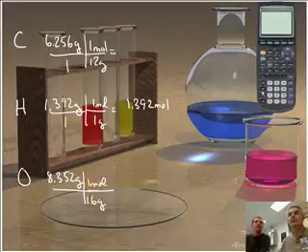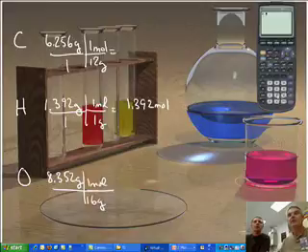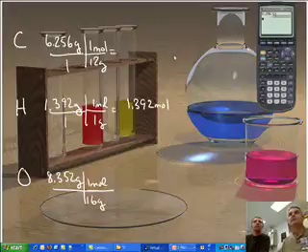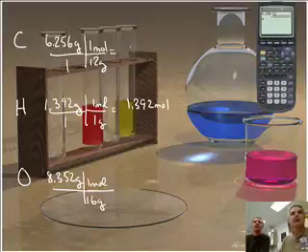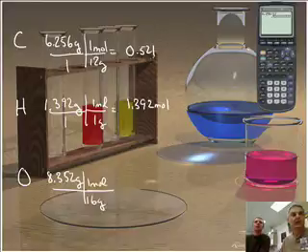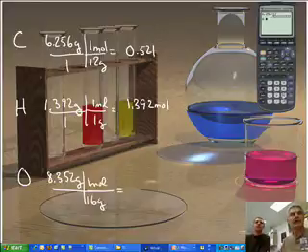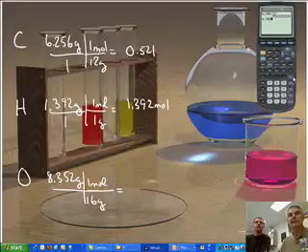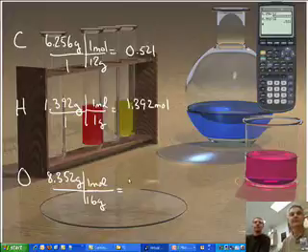All right, so 6.256 divided by 12. Or no, I'm backwards. 0.521. And this will be the bottom one, 8.352 divided by 16.